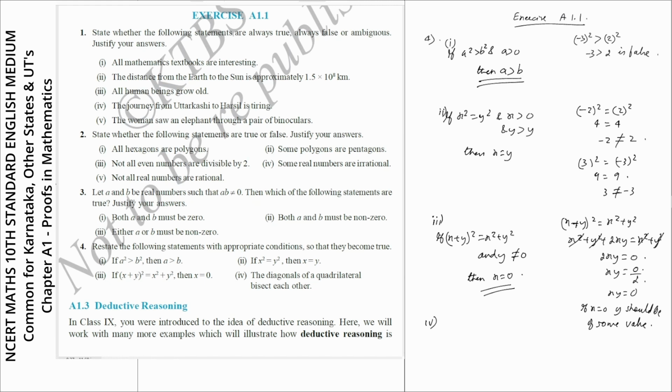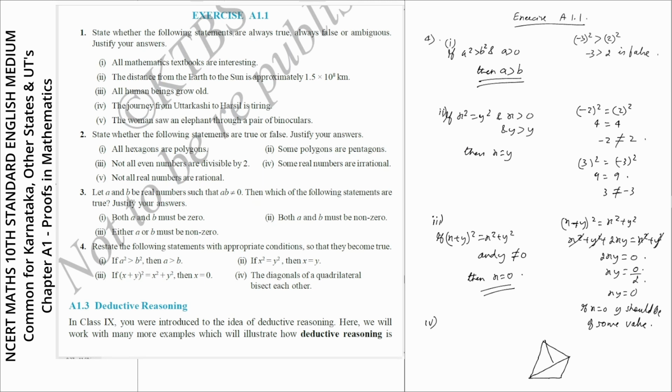Fourth sub question, the diagonals of a quadrilateral bisect each other. So what is a quadrilateral? It's a figure formed by four sides. Now consider this quadrilateral. So this is a quadrilateral. Okay, four sides are there. So these are the diagonals.